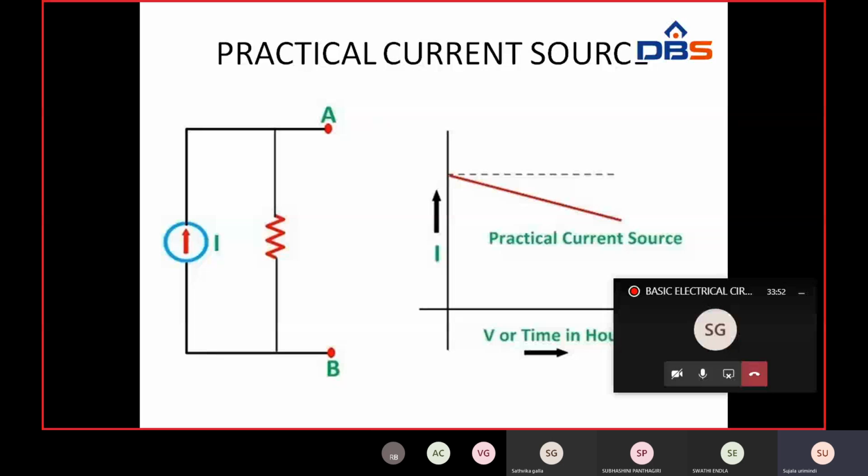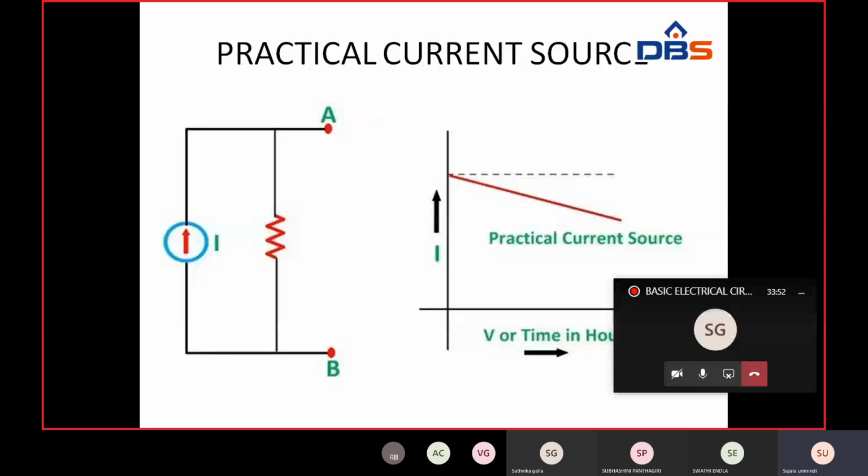Another form of Ohm's law is I is equal to V by R. That means whenever we decrease the resistance value, the current will increase, and when we increase the resistance value, the current will decrease. It is inversely proportional. Similarly, R is equal to V by I. So when you decrease the current, resistance will increase, and when you increase the current, resistance will decrease. These three laws are given by Ohm's law.